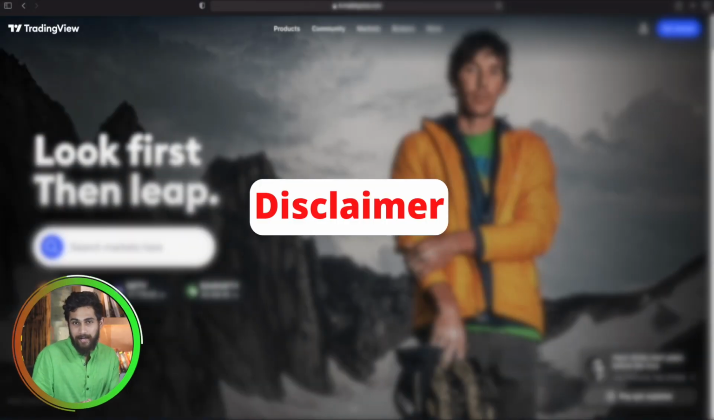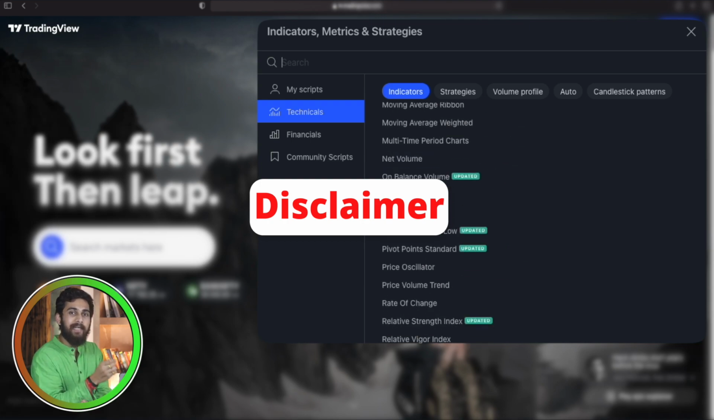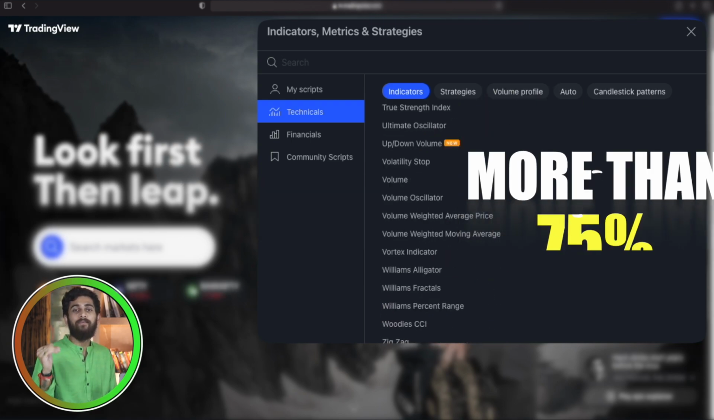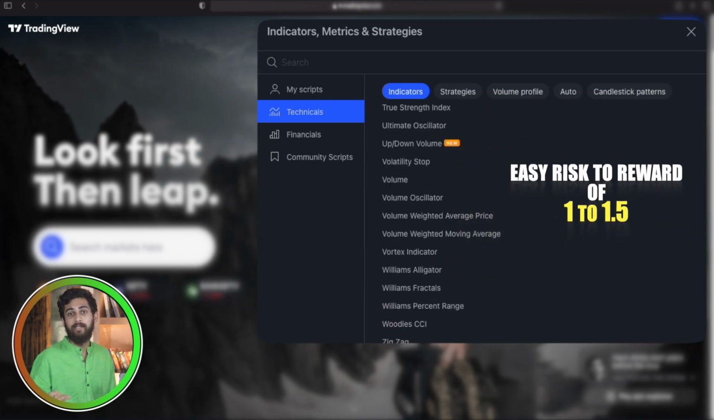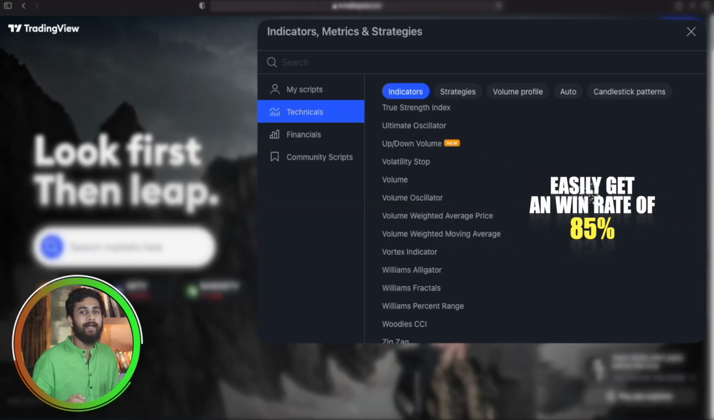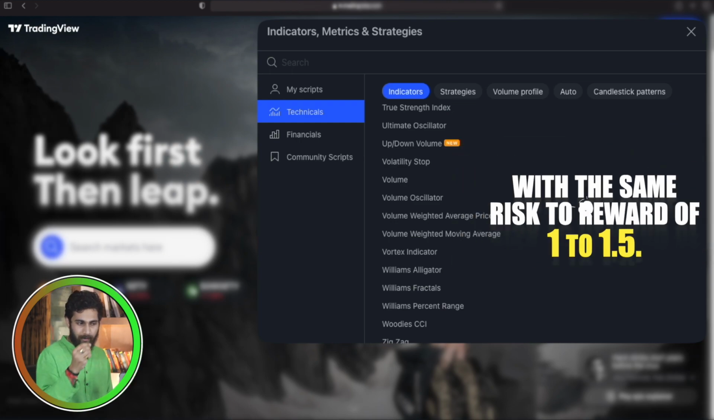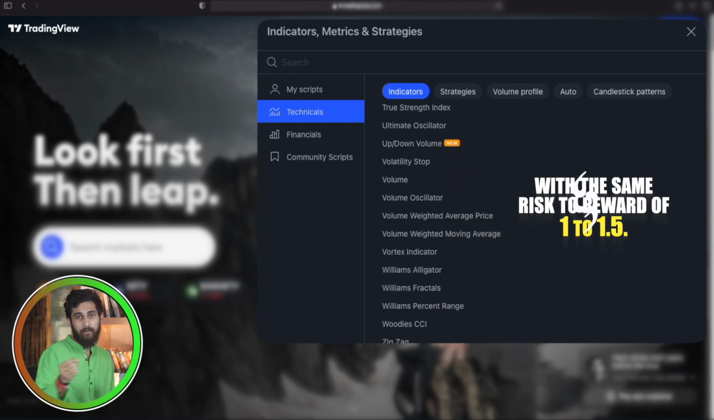I recently found an indicator that single-handedly gave insanely accurate trades with more than 75% win rate and an easy risk to reward ratio of 1 to 1.5 on every trade without depending on anything else. But when we add another indicator on top of it, we can easily get a win rate of 85% with the same risk to reward ratio of 1 to 1.5. So without wasting any time, let us go to tradingview.com and set up the chart.